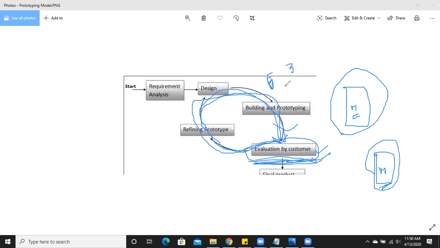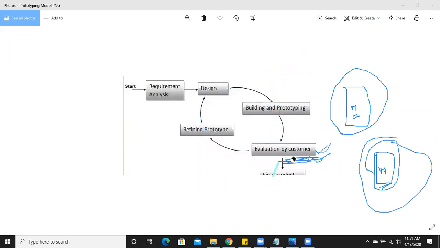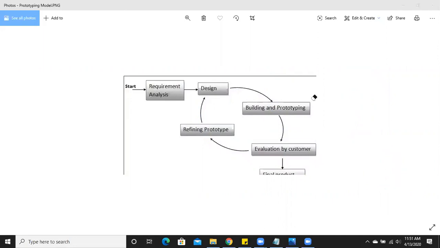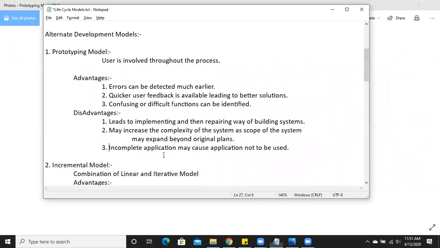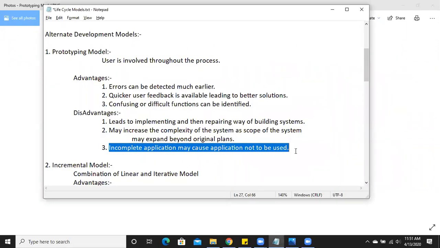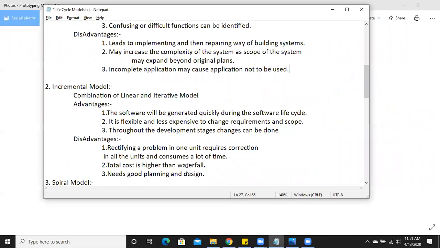So after the fifth or sixth iteration, when we deliver to our customer, then he will get to know that the same product is already there in the market. So this may lead to our application not being used, or not being used in the market at the proper time, right? Okay. So the next model is the incremental model.